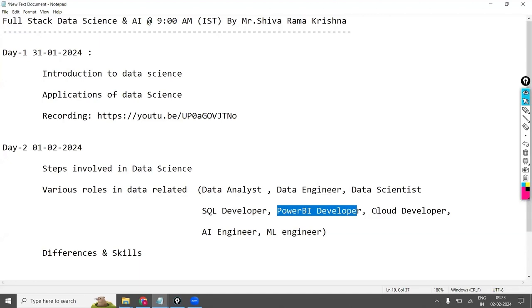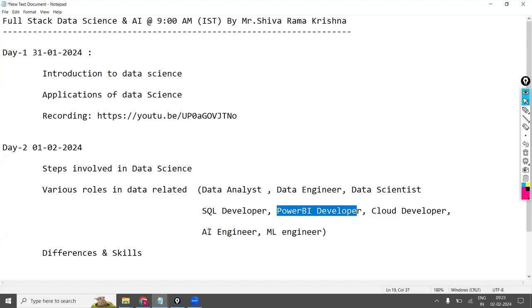Now, cloud. A cloud engineer is entirely different. He completely works on the cloud. As a data scientist, we are going to use the cloud technology. The data will be in the cloud, or whatever we have finished as the final result, we have to keep in the cloud.